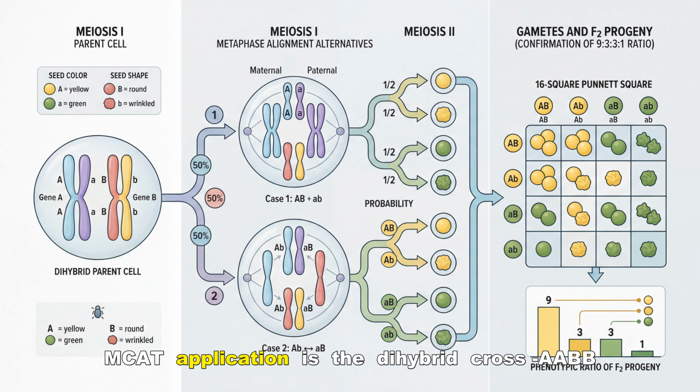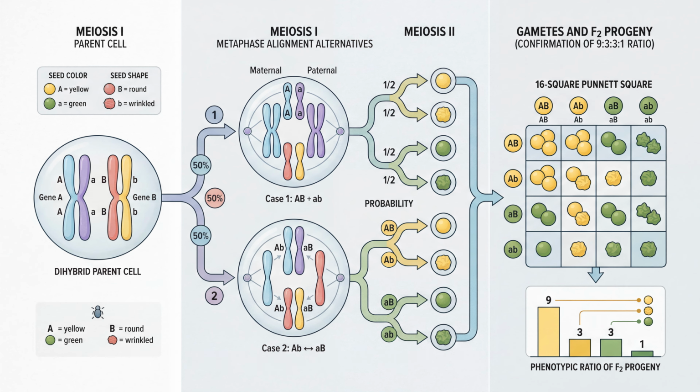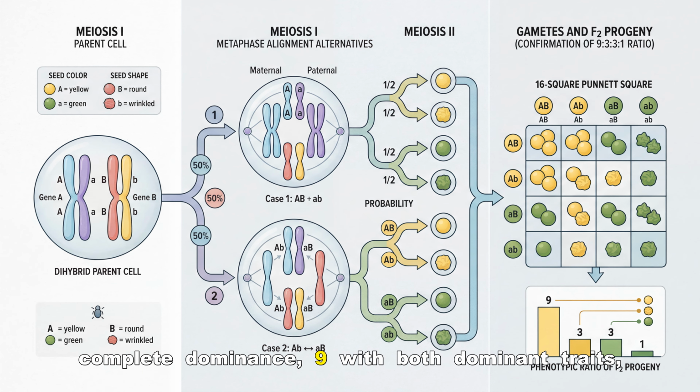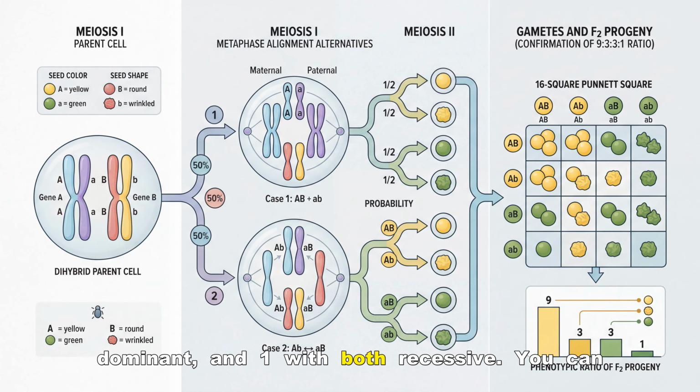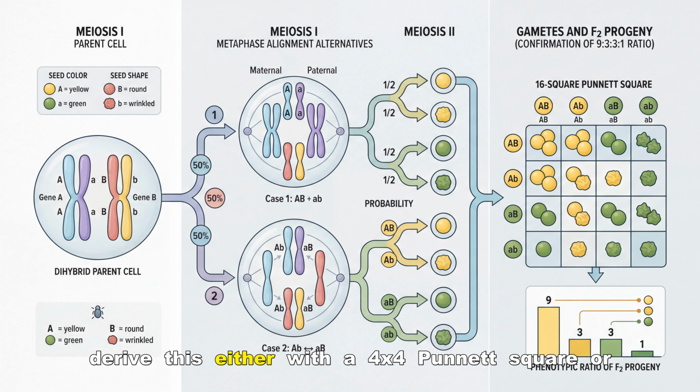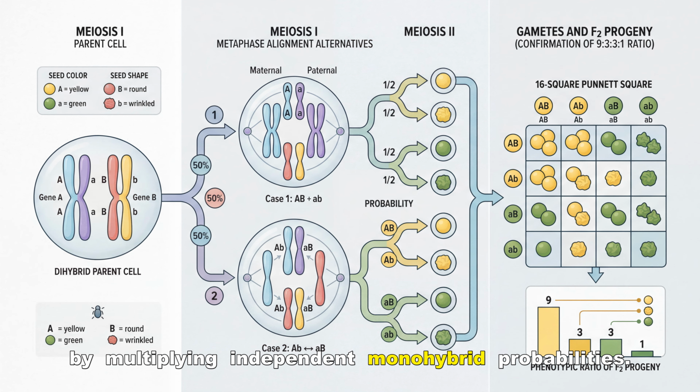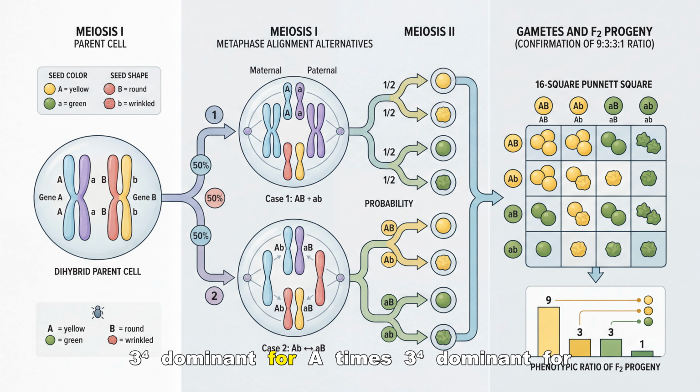The classic MCAT application is the dihybrid cross AaBb times AaBb, which yields the 9:3:3:1 phenotypic ratio under complete dominance: 9 with both dominant traits, 3 with only A dominant, 3 with only B dominant, and 1 with both recessive. You can derive this either with a 4 times 4 Punnett square or by multiplying independent monohybrid probabilities. 3/4 dominant for A times 3/4 dominant for B gives 9/16, and so on.